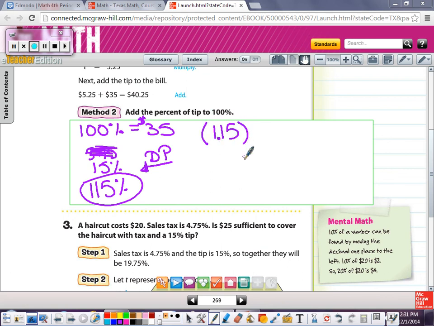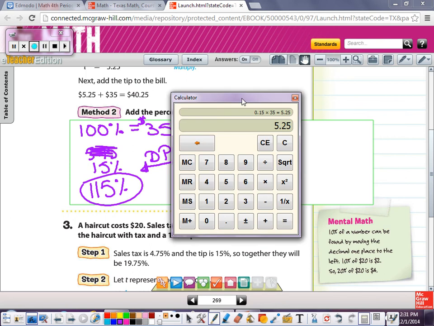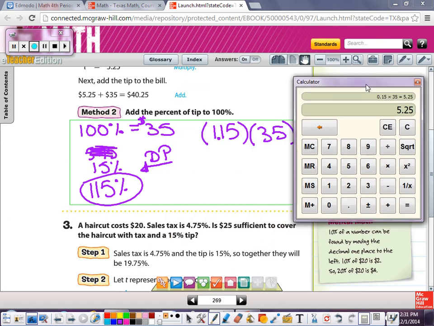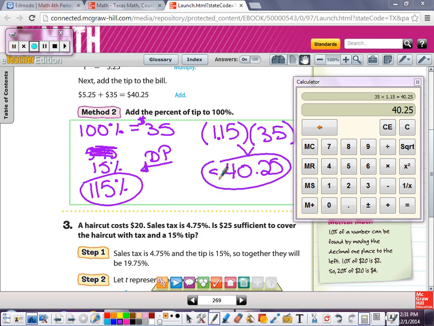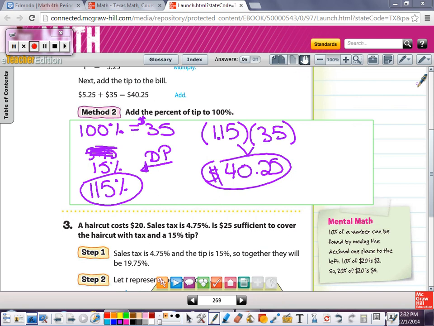Now I take that decimal number and multiply it times the total amount that my bill cost, which is $35. And with the calculator, when I multiply 35 times 1.15, I get an answer of 40.25, which is the same answer we got before. It just did it a lot faster. So that'll be my total bill when I sign my check, including the tip for my server. Once again, not a bad amount.